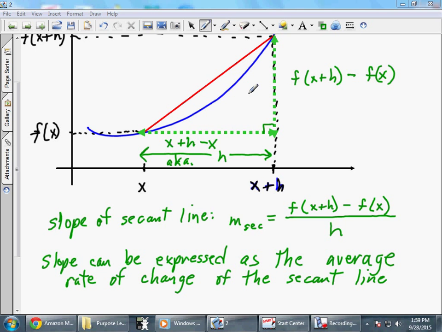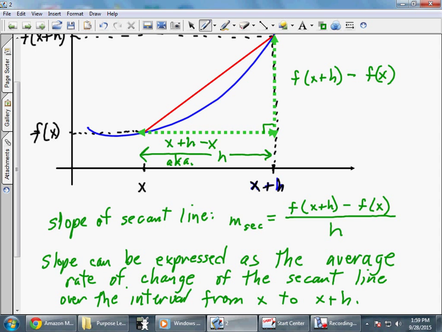The average rate of change of the secant line over the interval from x to x plus h. Okay? Sweet. Rate of change, rise over run, delta y over delta x, f of x plus h minus f of x divided by h. It's the same thing. It's the slope of that secant line.